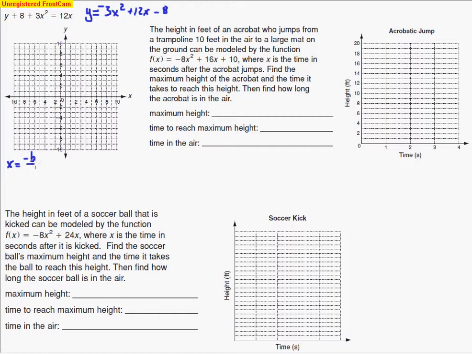So remember, the first thing I need to do is find that axis of symmetry, which is negative b over 2a. So I go ahead and substitute those numbers in there. And when I do that, I end up with negative 12 over 2 times negative 3, which ends up giving me negative 12 over negative 6, which is just 2. So 2 is the axis of symmetry.